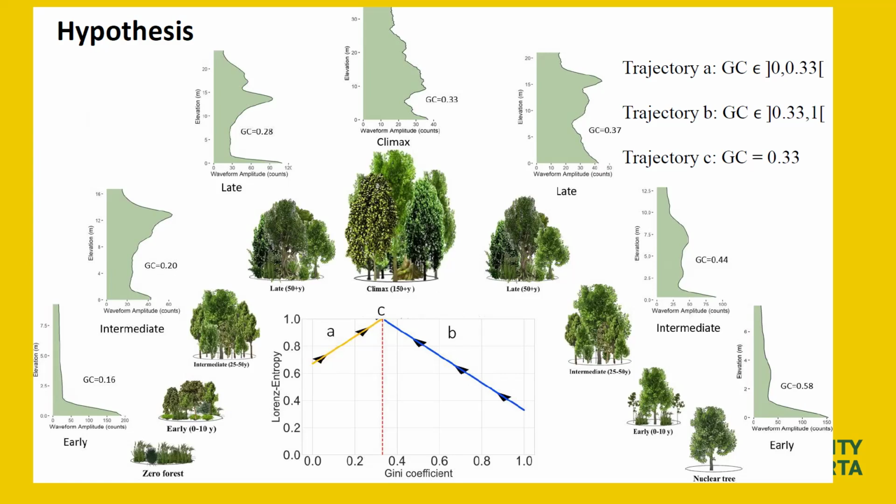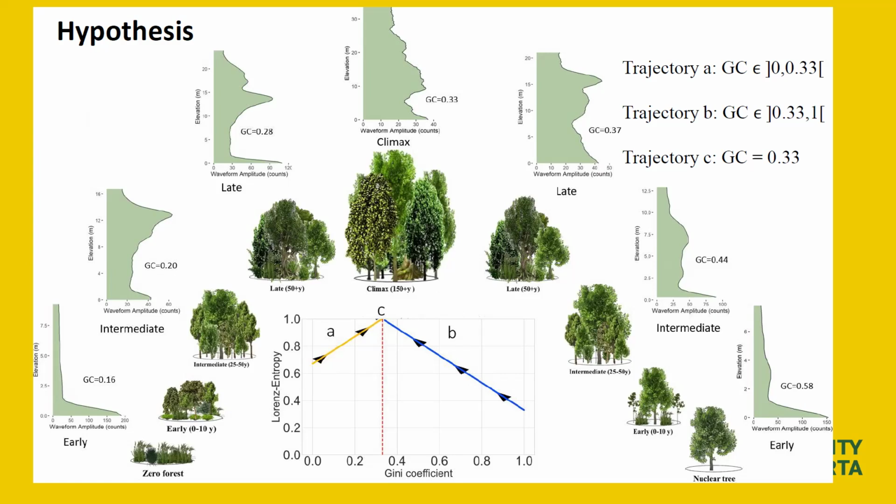It means a very equal forest ecosystem goes to the earliest stage, then intermediate, late, until it reaches the climax stage. Another scenario is when the Gini coefficient equals 1 when the forest starts growing. It means the forest started from one single nuclear tree, and from this one tree we have other stages like early, intermediate, late, until the climax stage. We hypothesize that using this full waveform LiDAR data and capturing the Lorenz entropy, we can talk about how the entropy of the ecosystem, especially tropical forest, changes from a very early stage to the climax stage.